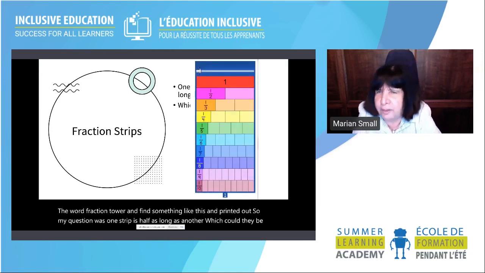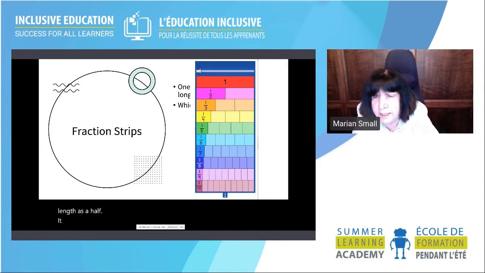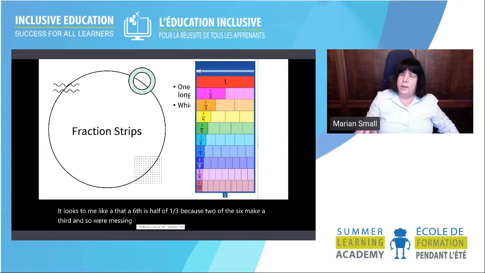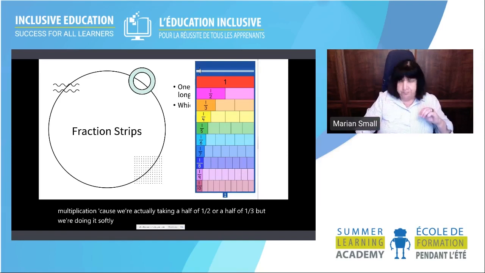So we look at our strips and kids mess around. It looks to me like a quarter is half as long as a half because 2 of the quarters are the same length as a half. It looks to me like a sixth is half of a third because 2 of the 6 make a third. And so we're messing around with fraction equivalence, fraction multiplication, because we're actually taking a half of a half or a half of a third, but we're doing it softly with the manipulatives.